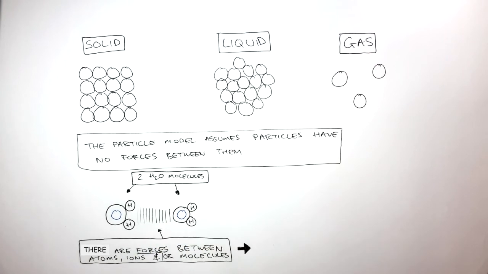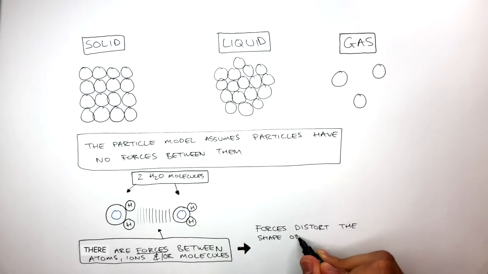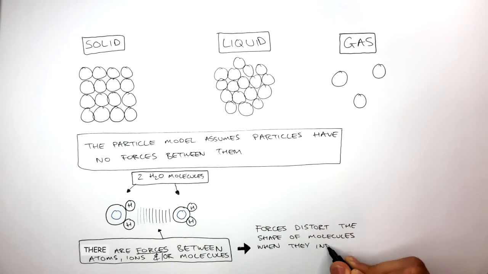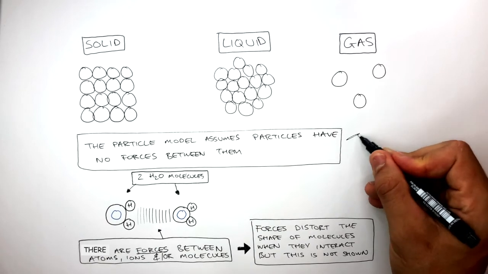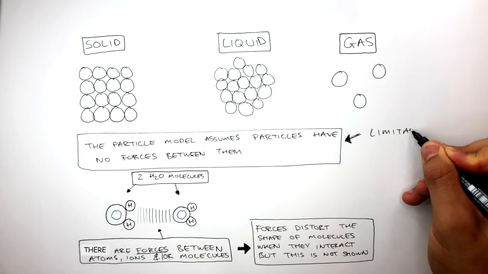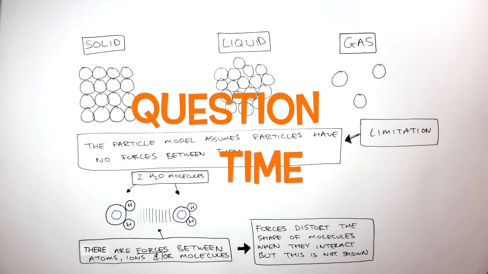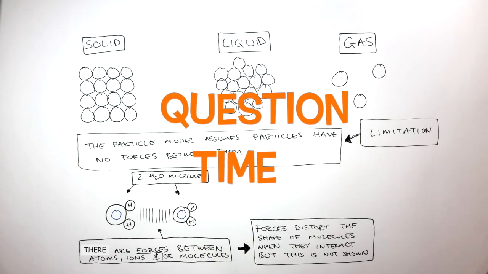And what the particle model doesn't show is that these forces distort the shape of molecules when they interact, but this is not shown. So the particle model, assuming there are no forces between the molecules, atoms, or ions, is another limitation. It's question time. Attempt these questions to check your understanding.